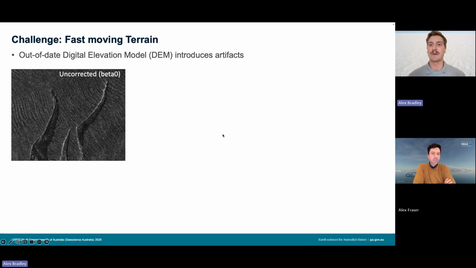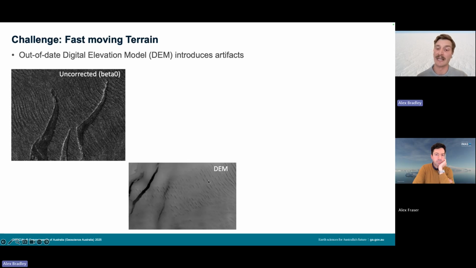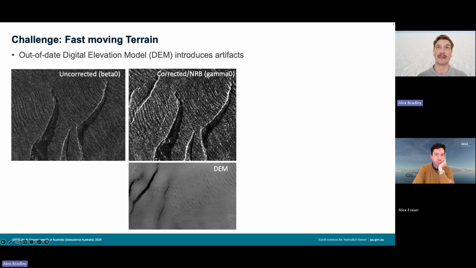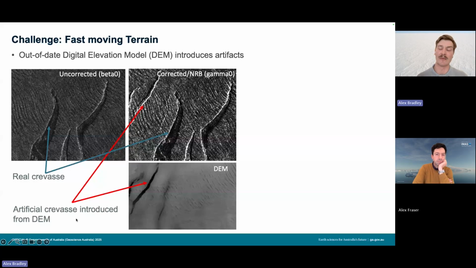Another challenge, this one, is very interesting. As I said before, Antarctica is a very dynamic environment. And so when you're inputting a digital elevation model to try and correct data, you have the potential for introducing artifacts as well. So here, for example, we have our uncorrected radar image. We're going to feed it a DEM, which is static across time. And the output of that is the corrected image. And what we can see is that we have these real crevasses carrying through from the source imagery. But by actually applying these corrections, we're now introducing some artificial crevasses into the data.